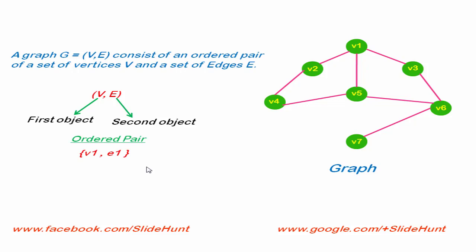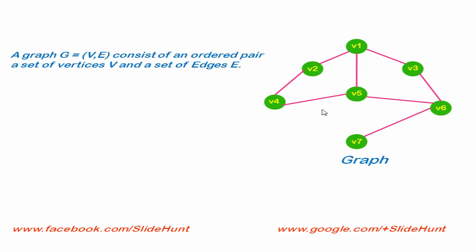But for an unordered pair, order is not important. Objects can be arranged in any order. For a set of two objects V1 and U1, we can write it as either U1, V1 or V1, U1. Both are the same because here order is not important. Here you can see I have drawn a graph with 7 vertices and 8 edges. So we can write V = {V1, V2, V3 up to V7}.